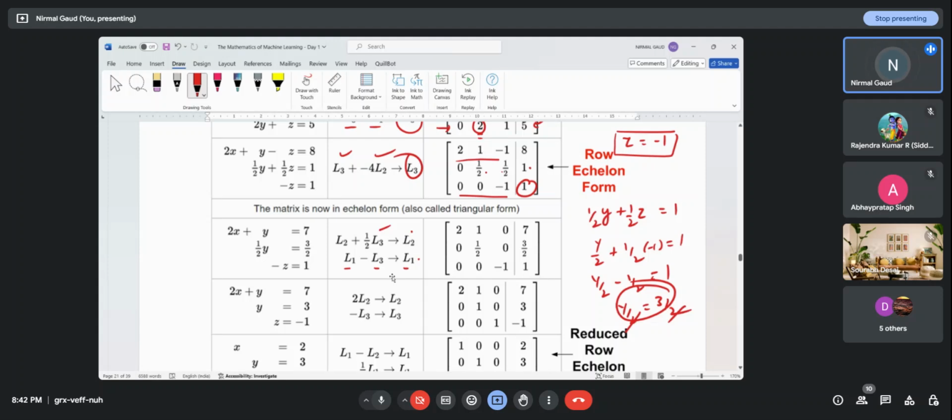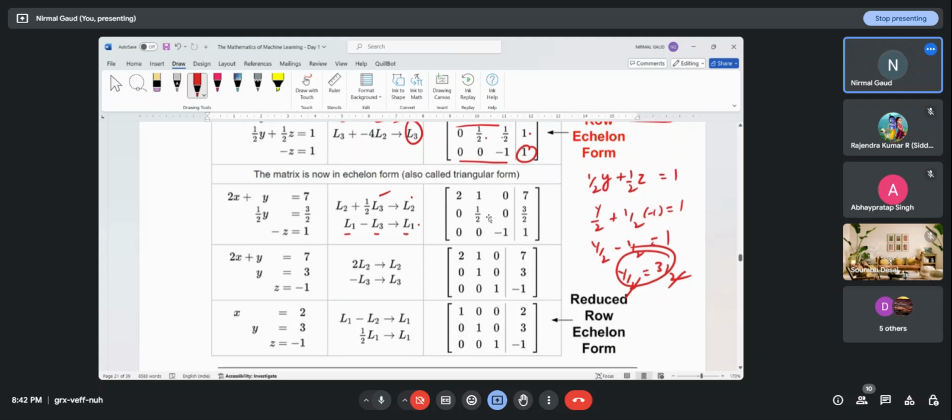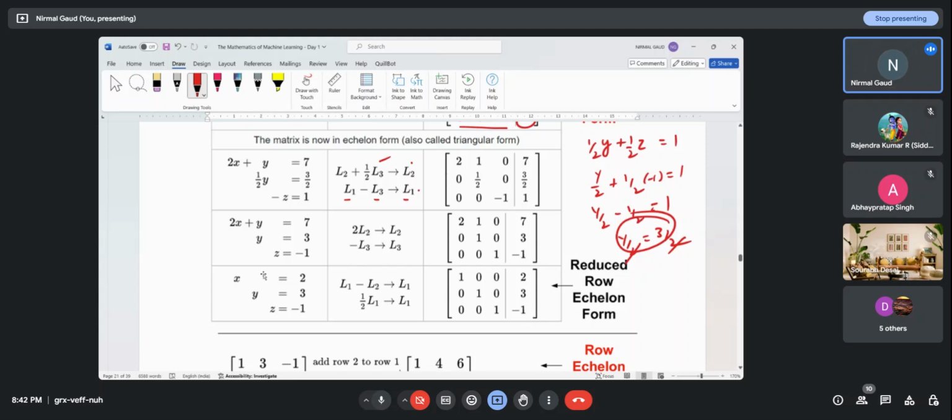Okay, so with these transformations, I got this thing. Then still I want to make this 0. I want this to be 0. Okay, so what's left here? The transformation is 2L2 equal to L2. That means multiply this row with 2 and you will get 0 1 0 1 0, and minus of L3, that means take the minus sign outside or multiply the row 3 with minus. So this also becomes the same.